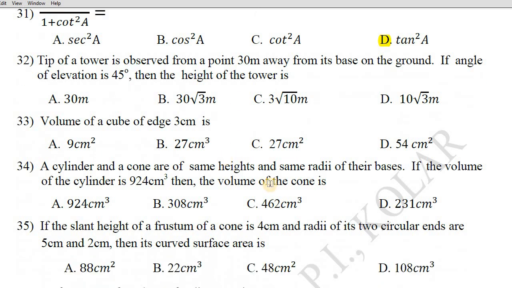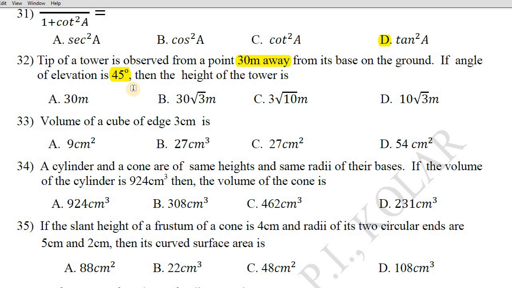Next, question number 32. We solved the same kind of problem this morning in Davangere district, children. The tip of a tower is observed from a point 30 meter away from its base on the ground, meaning the point from the foot of the tower is 30 meter. If the angle of elevation is 45 degree, we want to find the height of the tower. For this you draw a right angle triangle, mention the base as 30 meter and the angle of elevation as 45 degree, and we need to find the height of the tower.